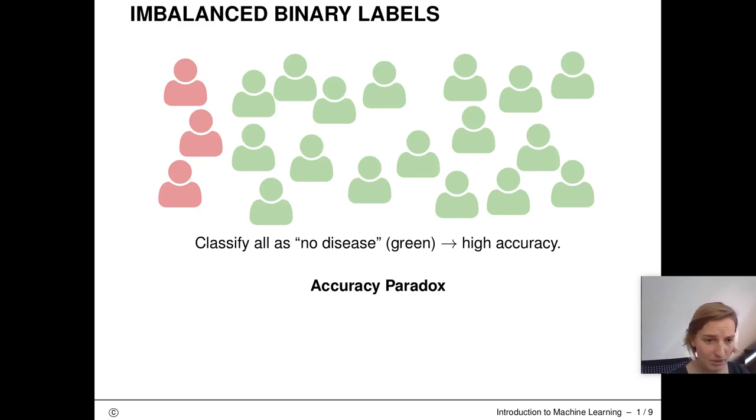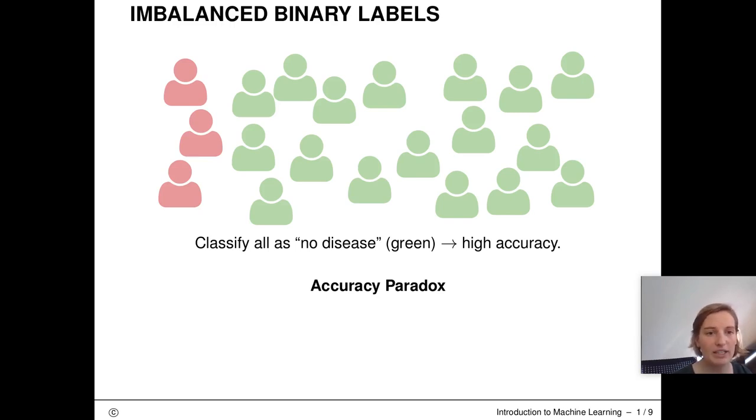So, for example, consider a binary classifier for diagnosing a serious medical condition. Let's assume that our label distribution is imbalanced. So, fortunately, not too many people have the disease that we want to model here. And assume that, for example, only 0.5% of 1,000 patients actually have this very rare disease.